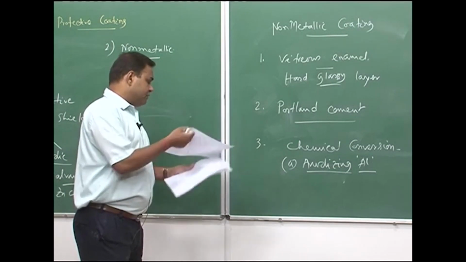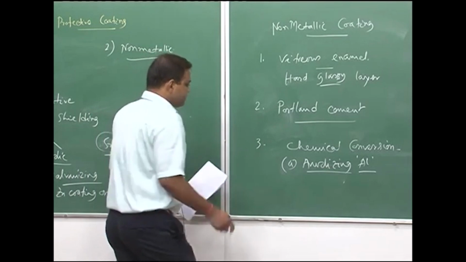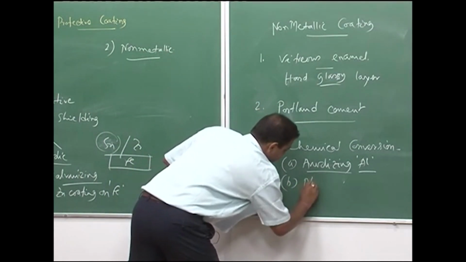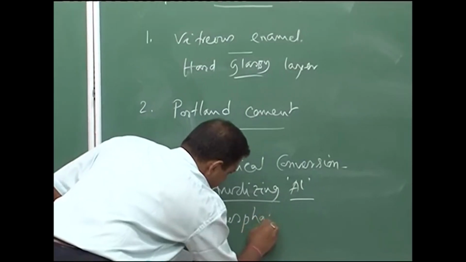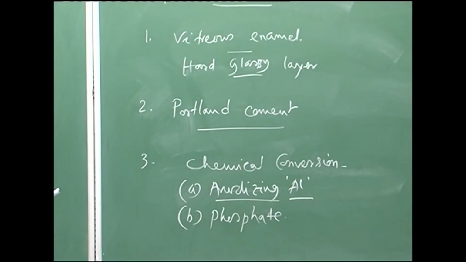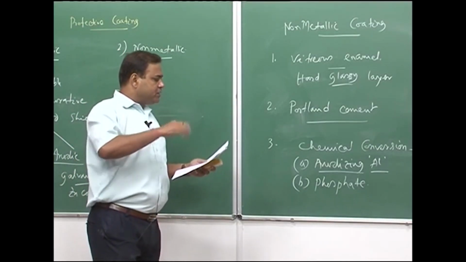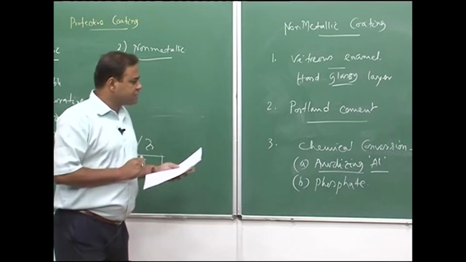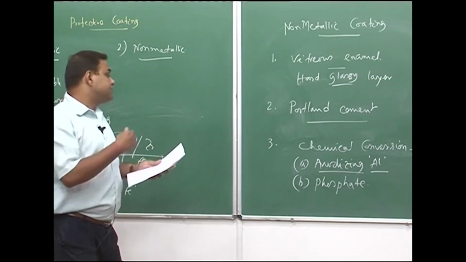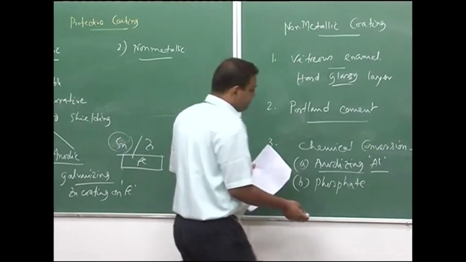Then we can also have phosphate coating. In the case of iron, if we dip it in dilute phosphoric acid, then iron phosphate forms on the metal surface, and that gives the protection. Okay.